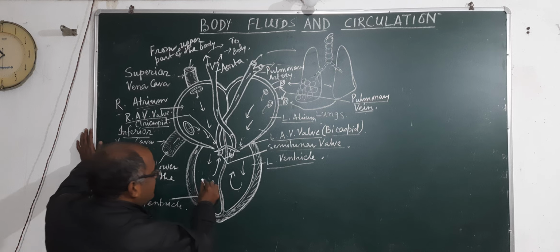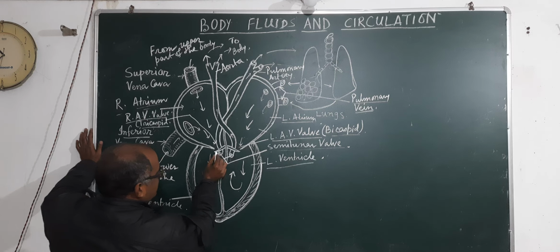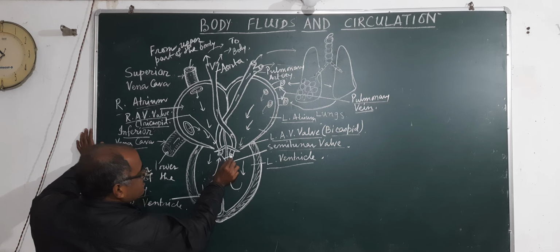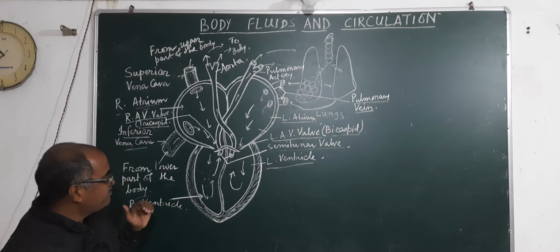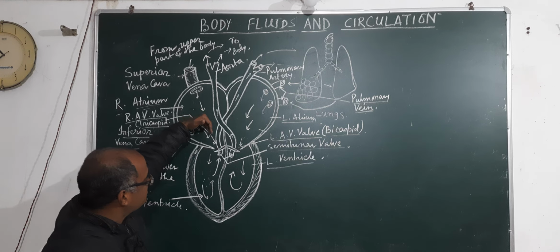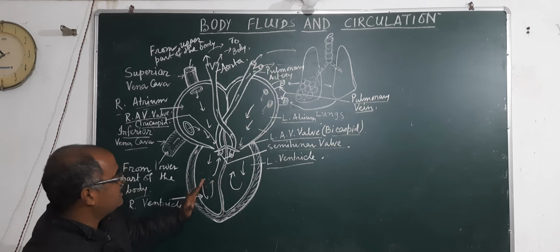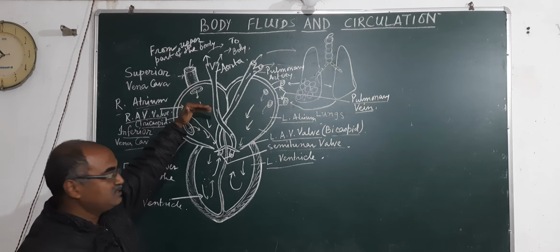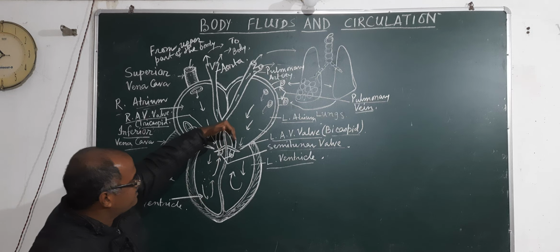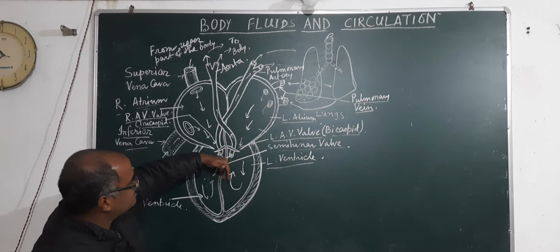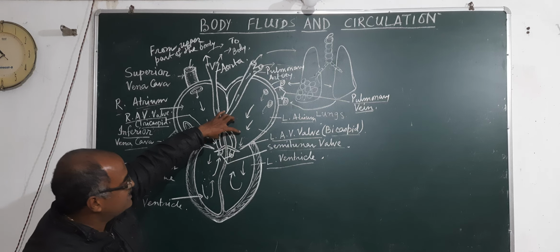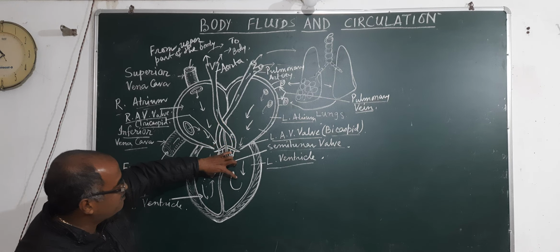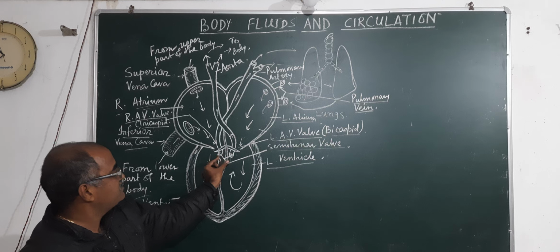From the right ventricle, blood is moving. Here 2 valves are there. Try to remember, a valve allows passage of blood in only one direction. Blood cannot go in the other direction. Only in this direction blood is coming. Both of them open simultaneously, at the same time. And here also both of them will open at the same time.